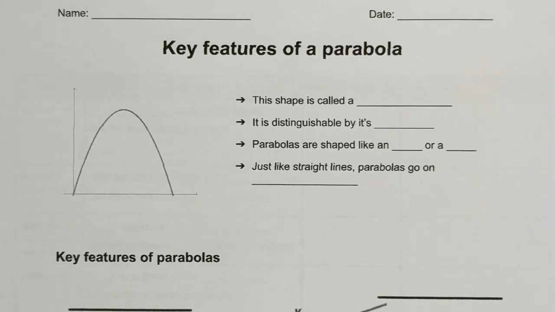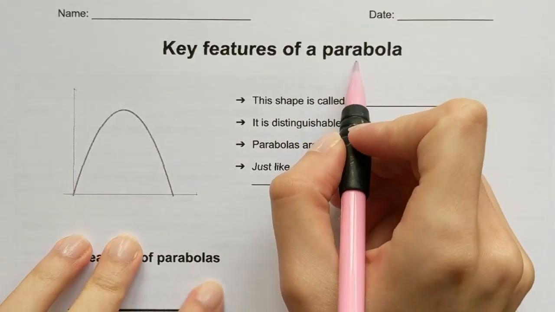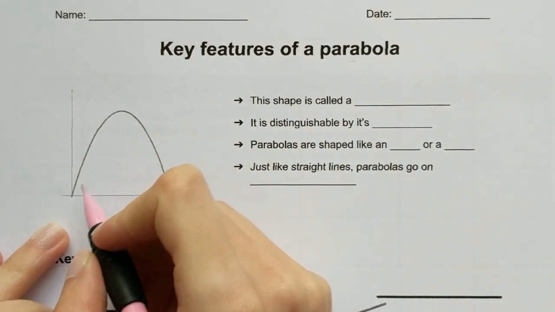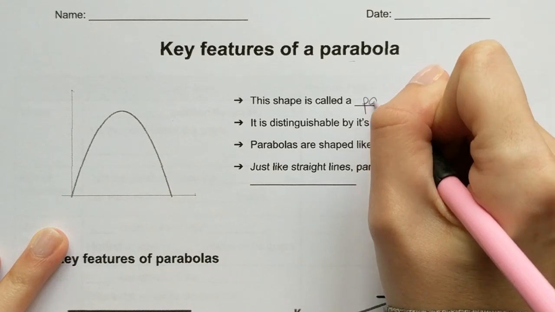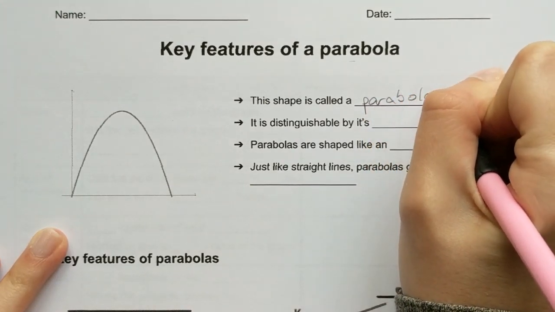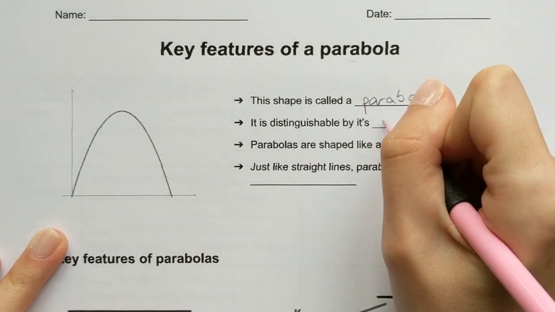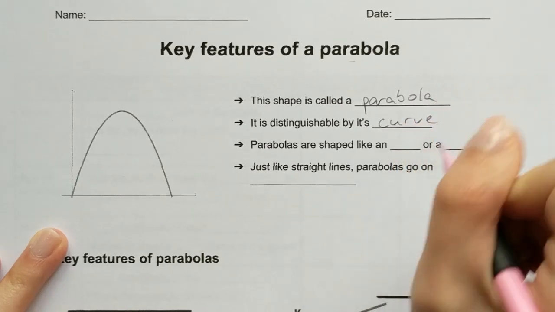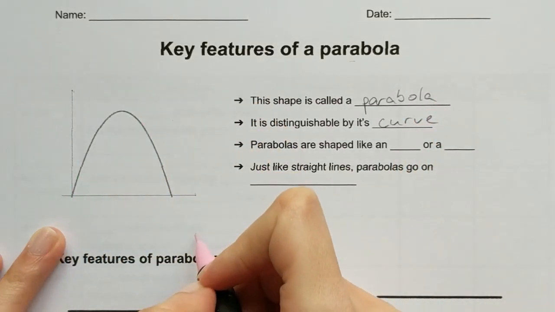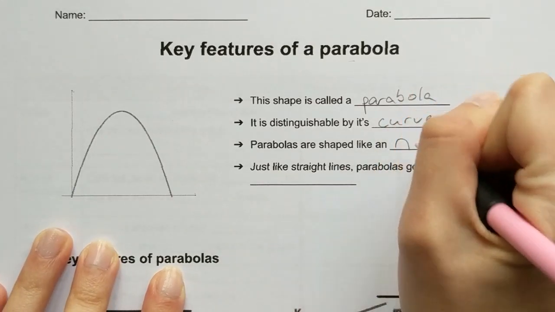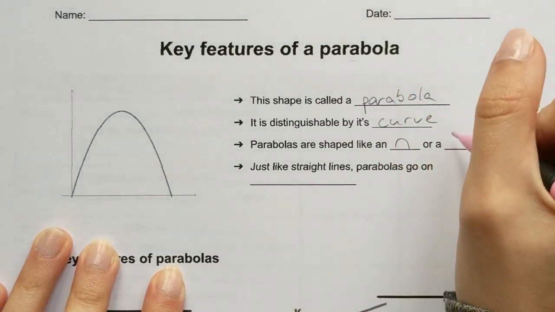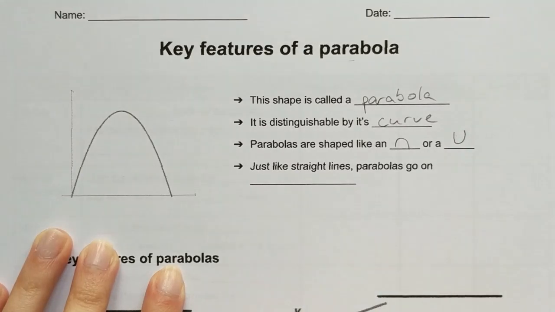Okay folks, today we are talking about the key features of a parabola. A parabola is this shape, okay? Its name is a parabola. It's distinguishable by its curve, the fact that it goes up and it goes down. Parabolas are either shaped like an N, just like this one, or they can be shaped like a U.